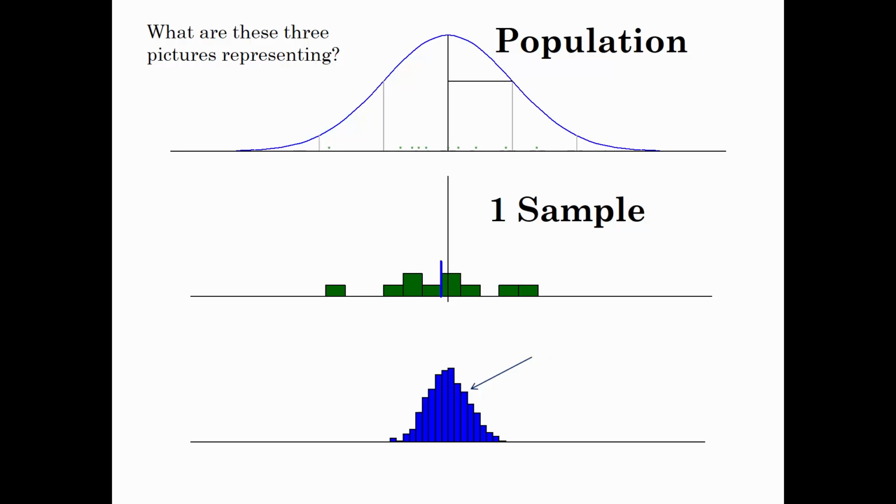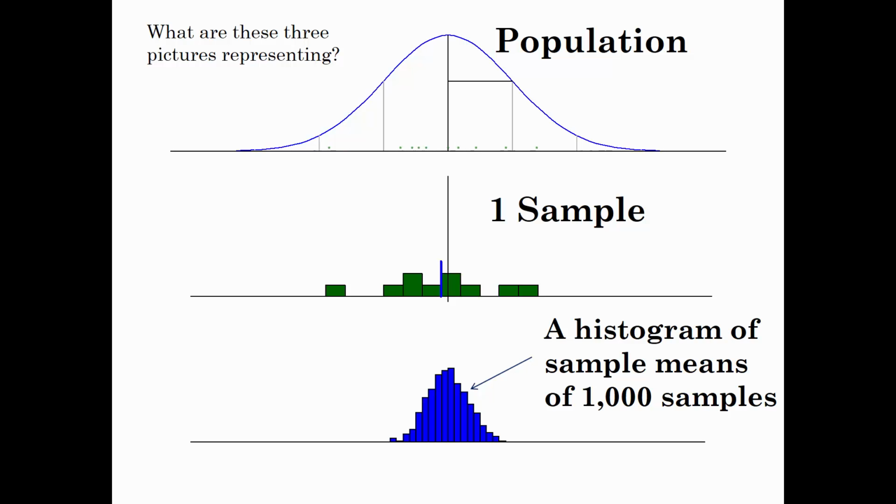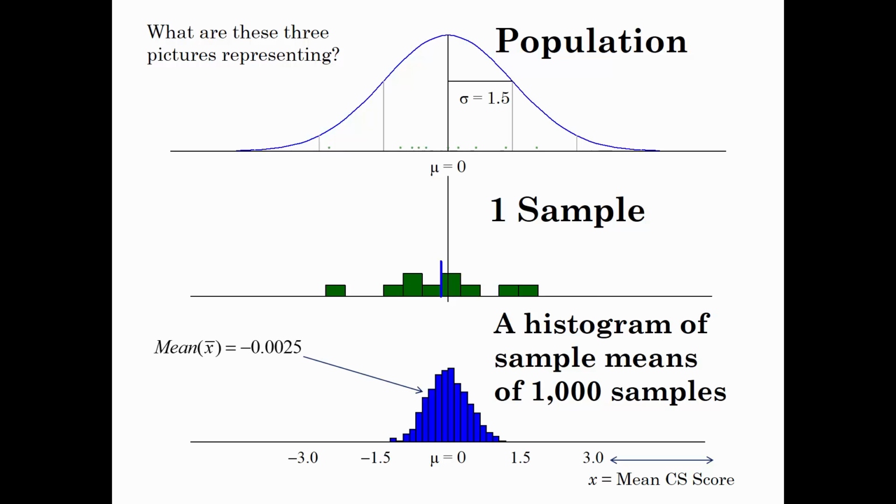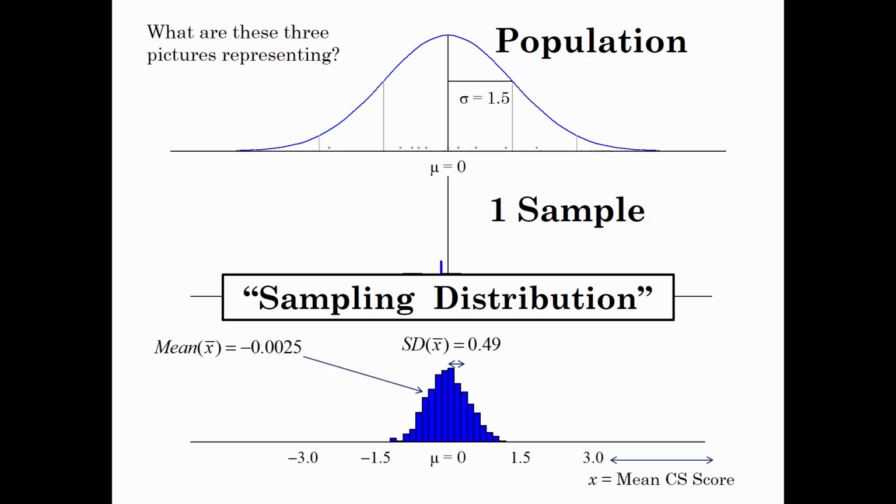Anyone know what this thing's called? It is a histogram of sample means of 1,000 samples. It's called the sampling distribution. Unfortunately, the way we teach statistics these days, we underestimate our students. So we don't even tell them that this thing exists.